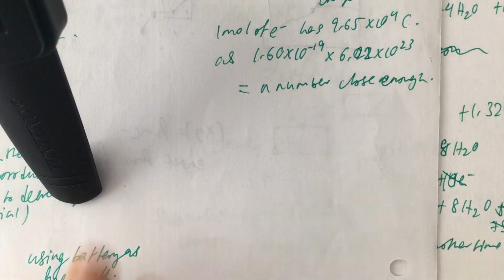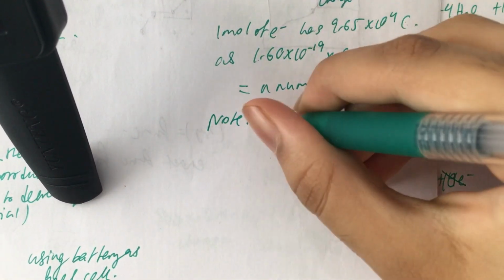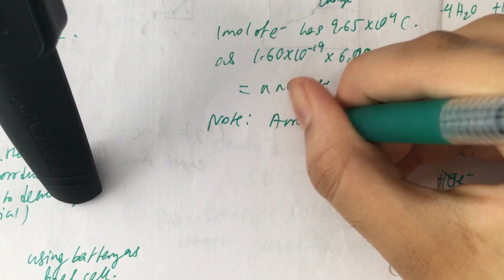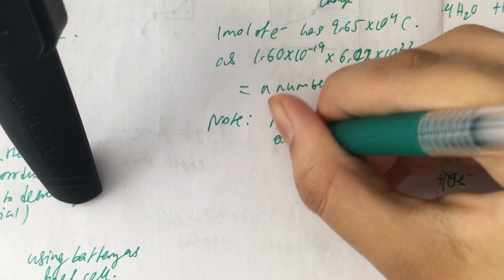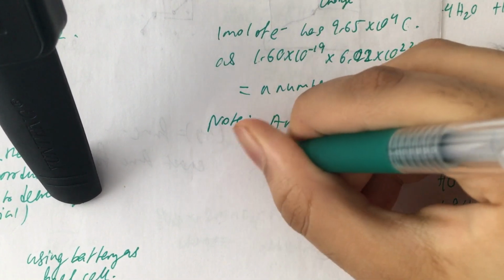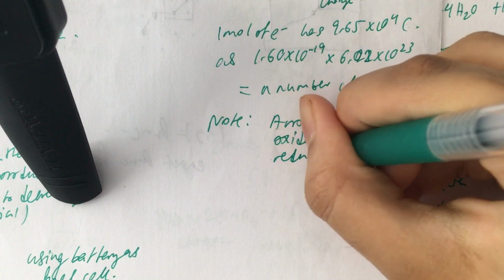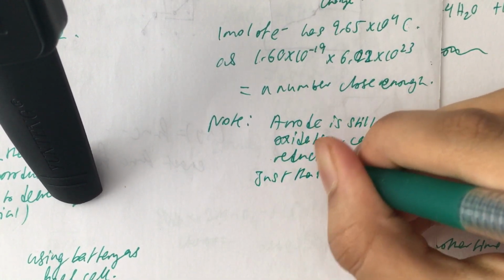And basically you're trying to do a non-spontaneous reaction instead. So that's the idea of electrolysis. So in electrolysis we are basically passing some electricity to get something done that we otherwise wouldn't get done.